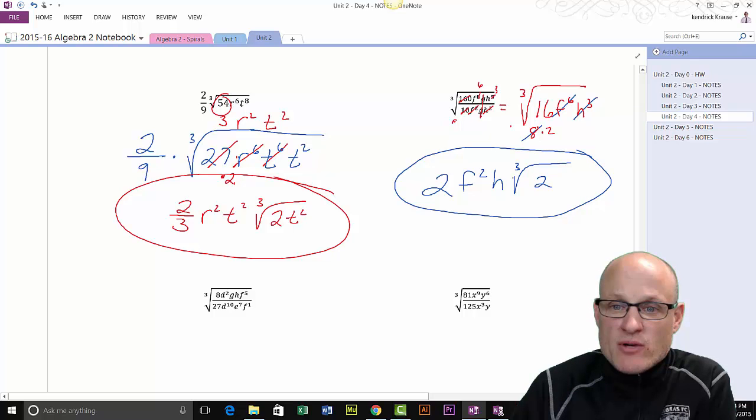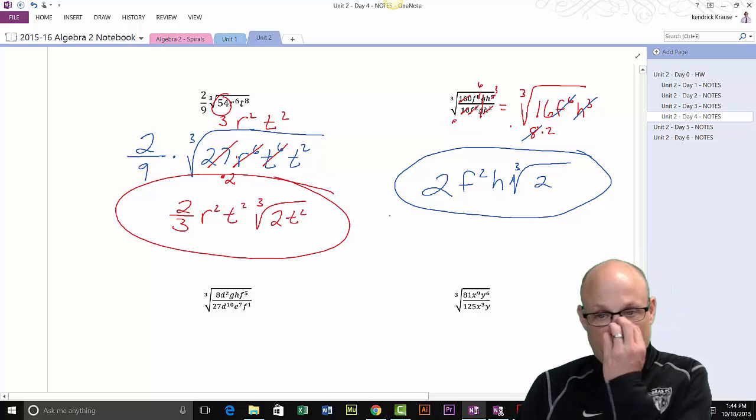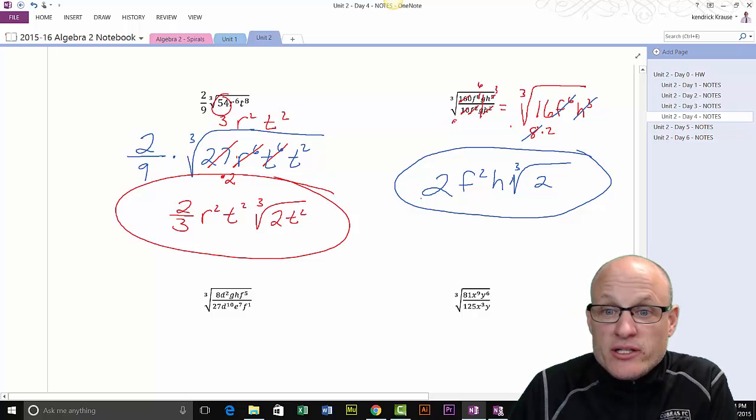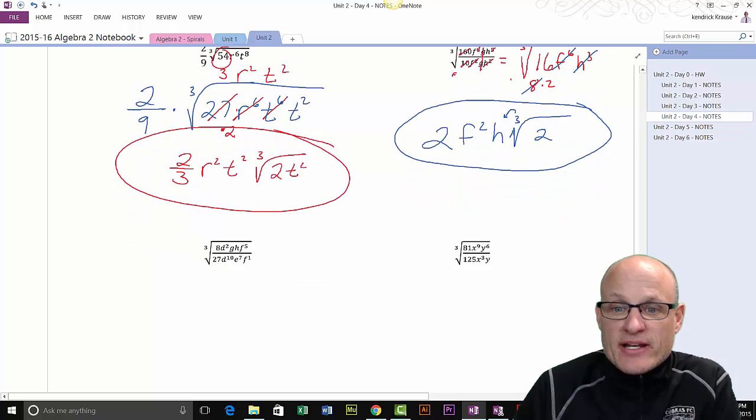And be careful where you write that 3. It's got to be written right in this little crux. Right? It's not good enough to write it over here, because if you write it just a little bit over here, it's going to look like the exponent on that h, and we don't want that.